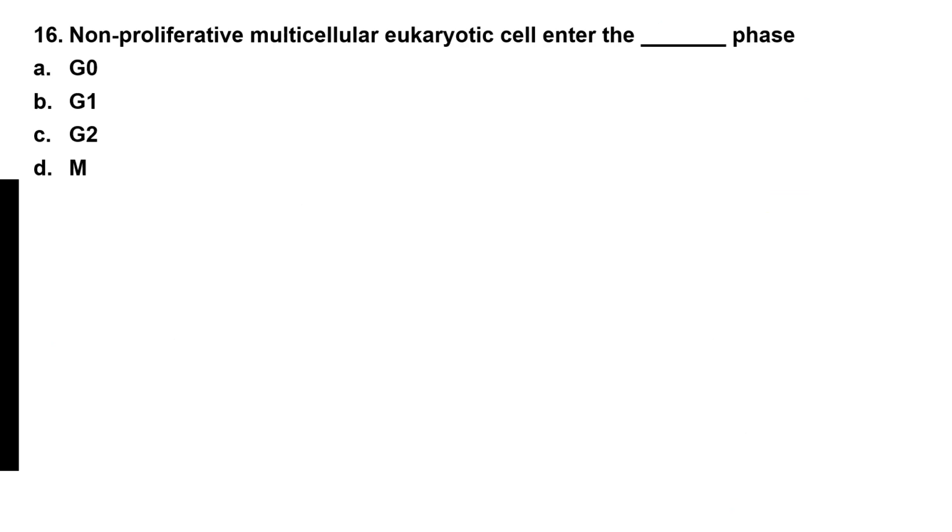Okay, so now answer this question. Non-proliferative multicellular eukaryotic cells enter the dash phase. So the cells which do not divide further, they move into which phase? No, G naught. Okay, the G naught phase is also known as the quiescent phase. Any cell which is not dividing moves into the G naught phase.